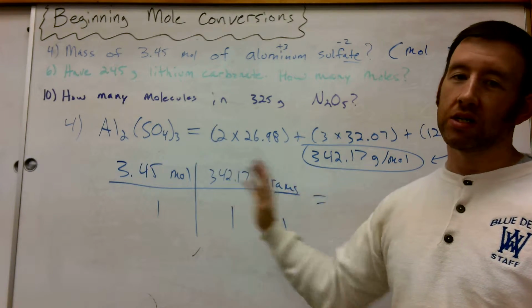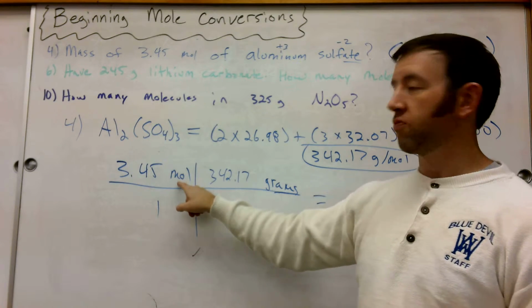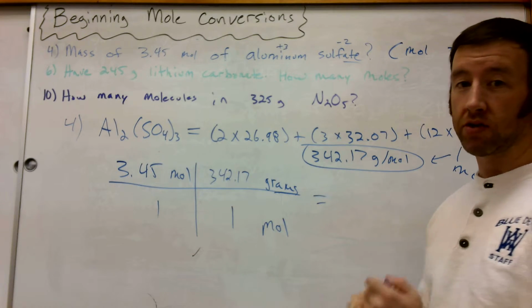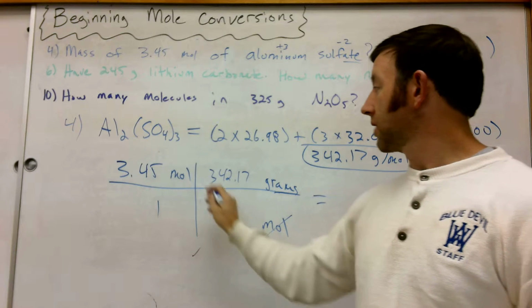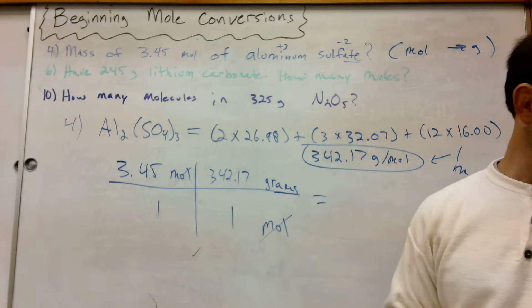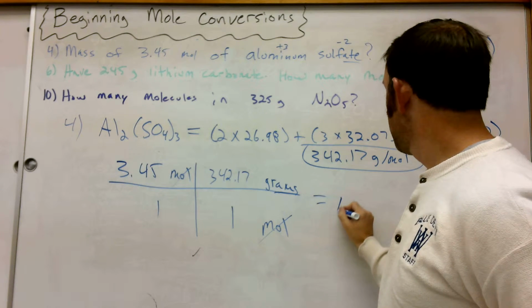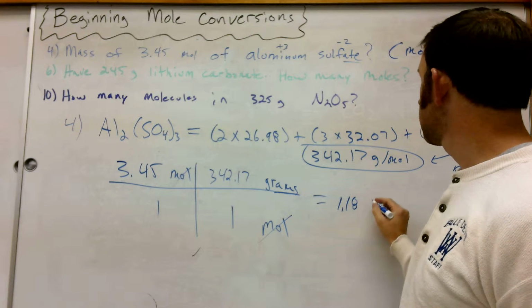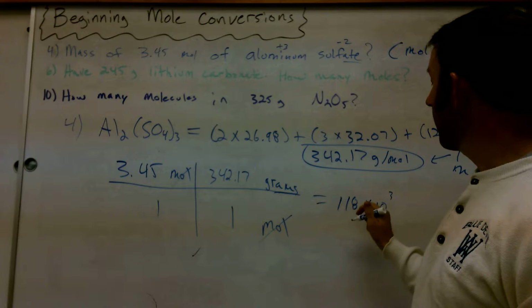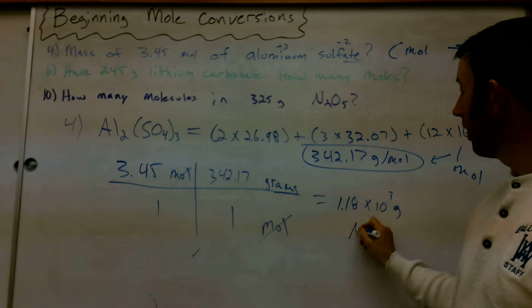I'm just trying to save some space so I can write large enough for you guys to see. This is 3.45 moles of aluminum sulfate, so I will be sure to put that in my answer. Now I get to cancel my moles so that I end up with grams in my answer, and when I multiply that out, I should get 1.18 times 10 to the third, or 1,180, however you want to write it, grams of aluminum sulfate.